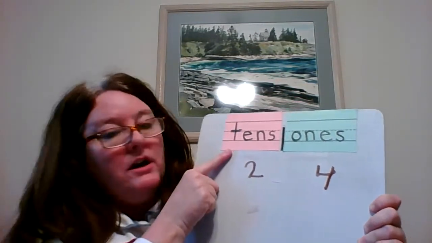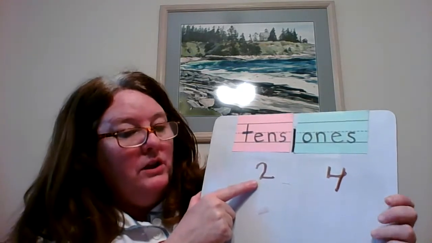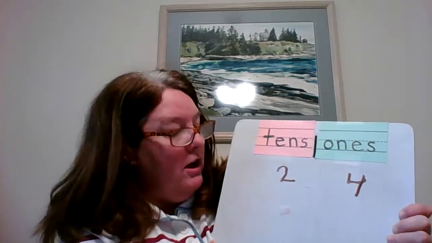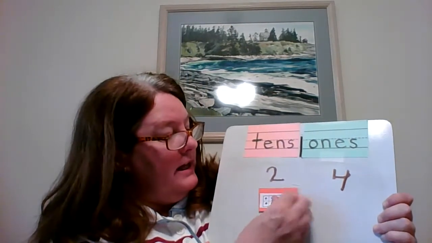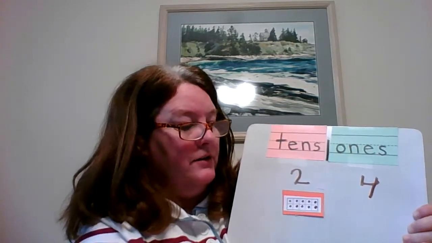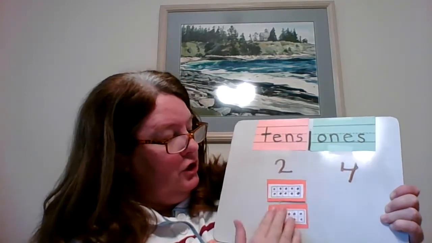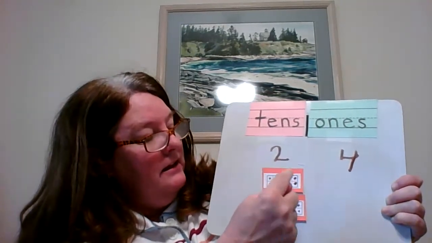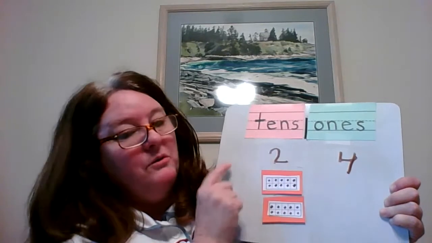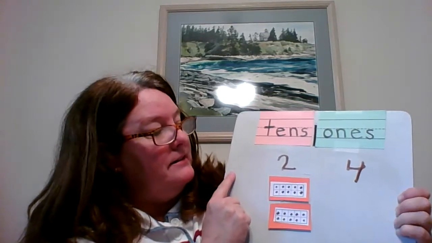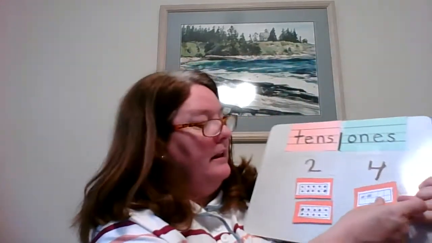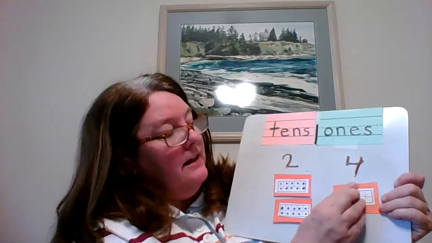Let's see. I start on the 10 side. 2. Well, 2 tells me that I need 2 10 frames that are all filled up. So here's 1, and here's another. 2 10 frames are all filled up. Let's count it. 10, 20. So this 2 is really a 20 because it's in the tens place. And now I have the ones place. That tells me I need another 10 frame. And I have to put this many on the 10 frame.